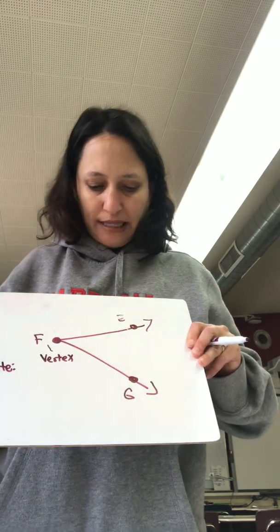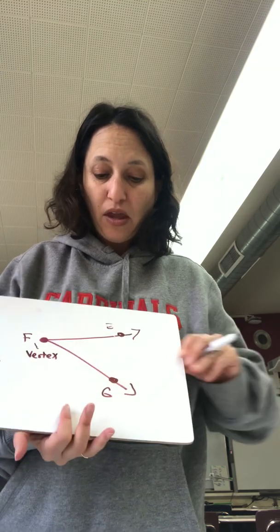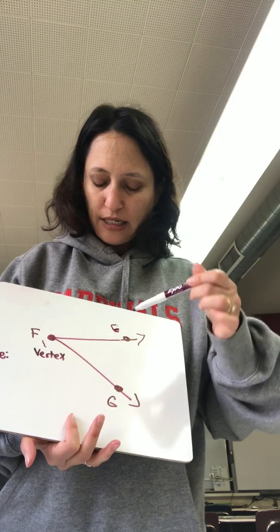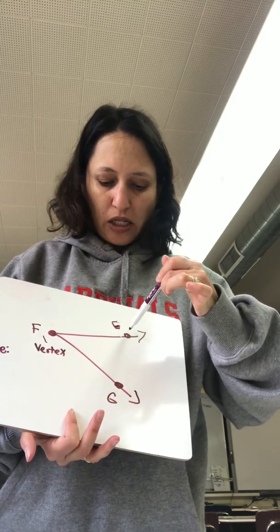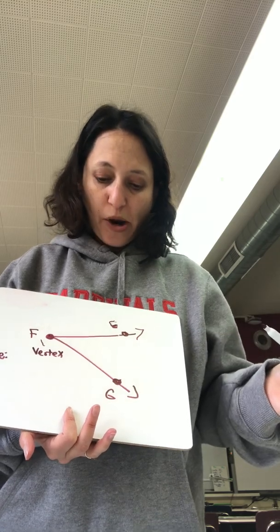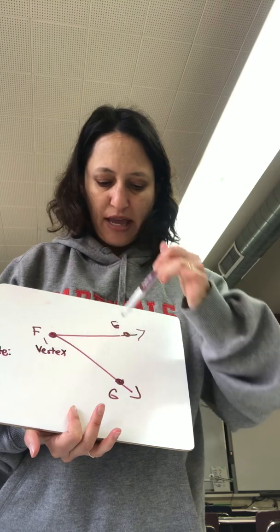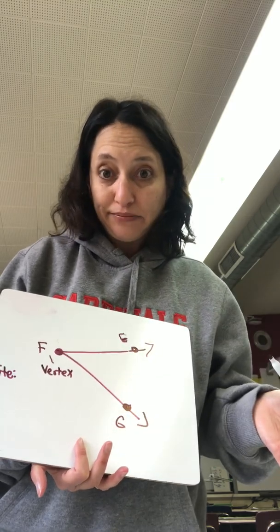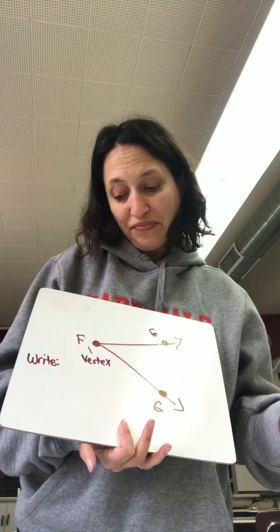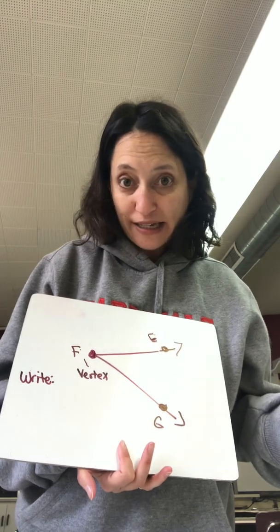So how do we write this angle right here? There are actually many ways to do it. You could call it angle EFG, or you could call it angle GFE, or guess what? I know you guys like abbreviations. You could just call it angle F. If you're only going to use one letter, you have to use the vertex.